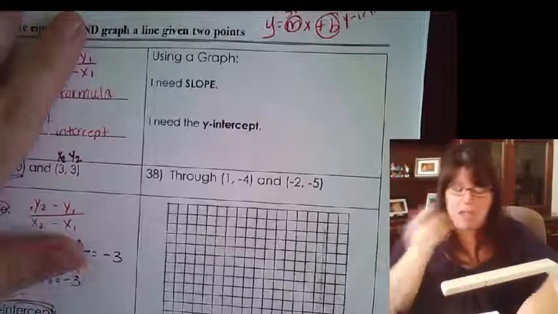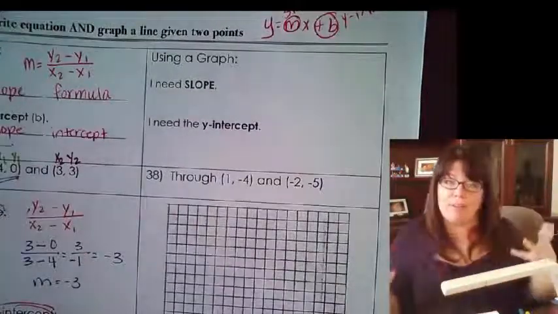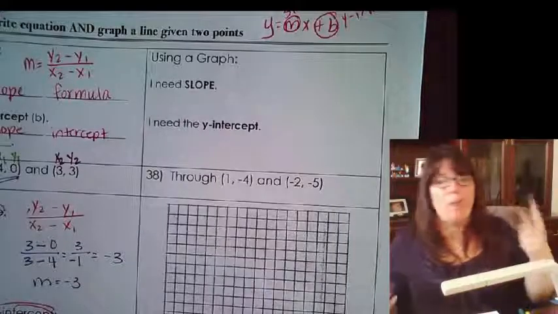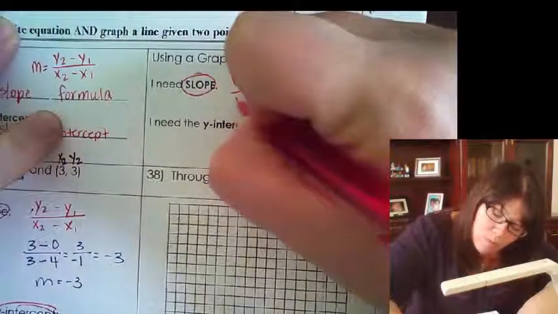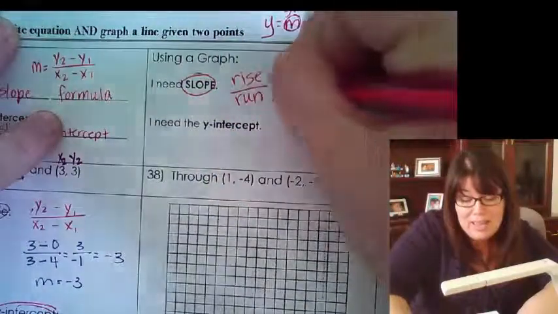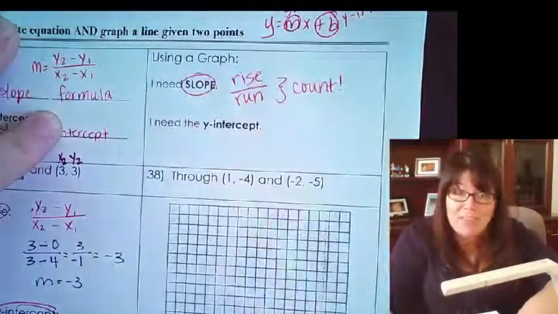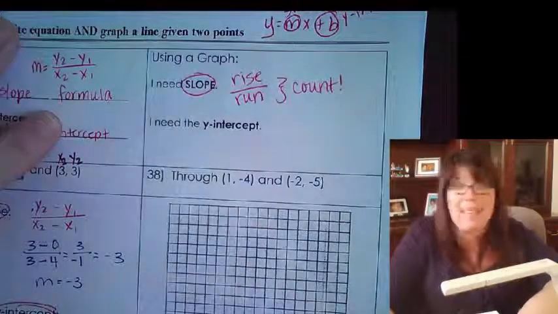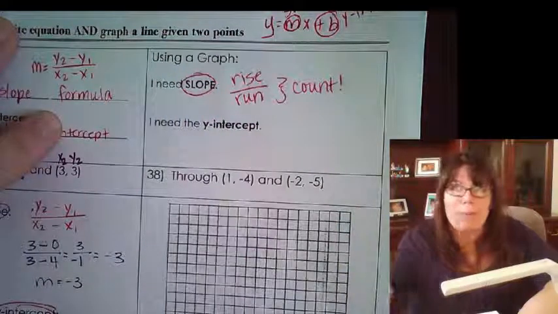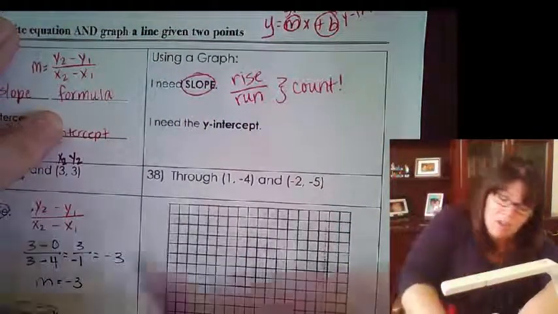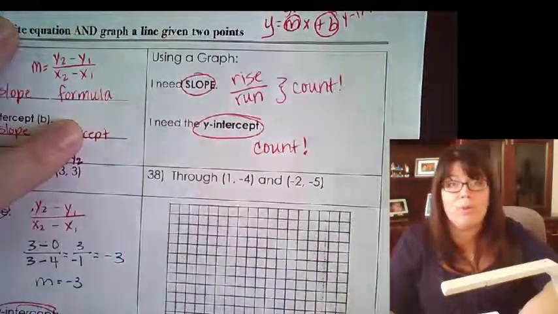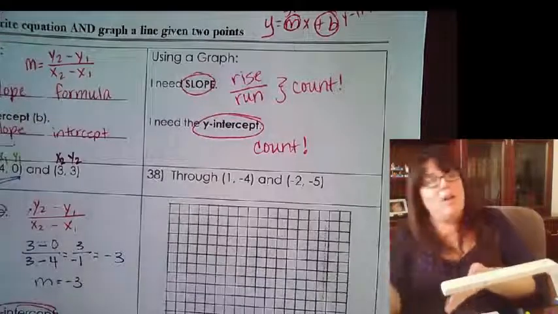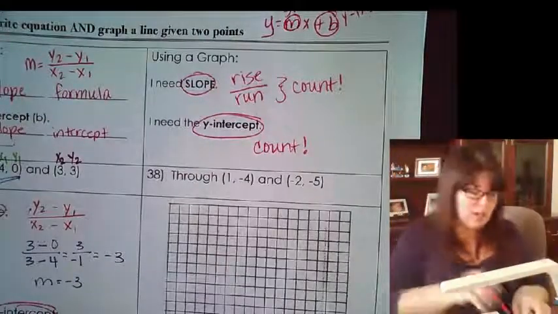Let's take a look at what happens when you have to use a graph, because it's a little bit different. When you're using a graph, you're still looking for the same two things, slope and y-intercept. But you've got to remember that slope is just rise over run, which you can count on a graph. They give you 2 points. You can count the rise and count the run. That's awesome. That's like chapter 4 stuff. We got that. The y-intercept, hey look, we're just going to count that too. It's on the y-axis and we just have to count up to it. So let's take a look.